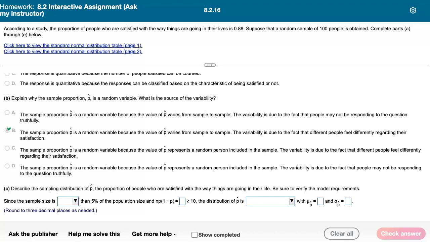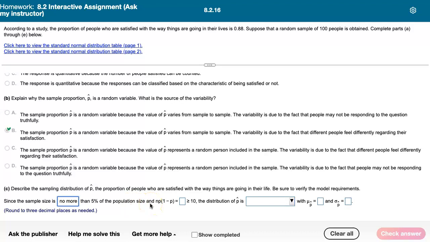So in the big picture, what we're doing here in part C is verifying that this sampling distribution is approximately normal. And there are some criteria that need to be met in order to do so. So these requirements are what's being asked of us. What we're looking at first is it says since the sample size is, and we have to select one of these two, this sample size is less than 5% of the population.